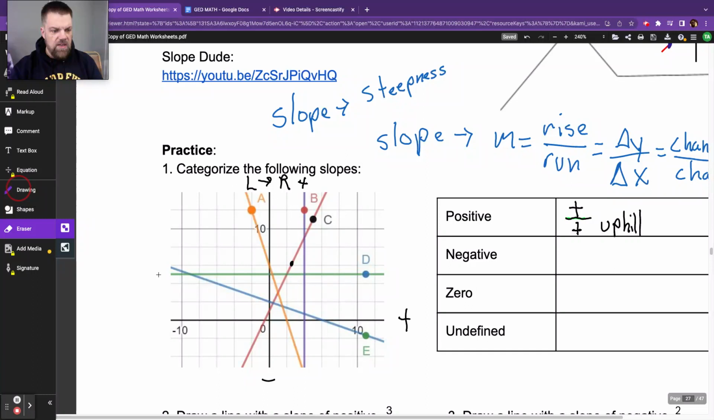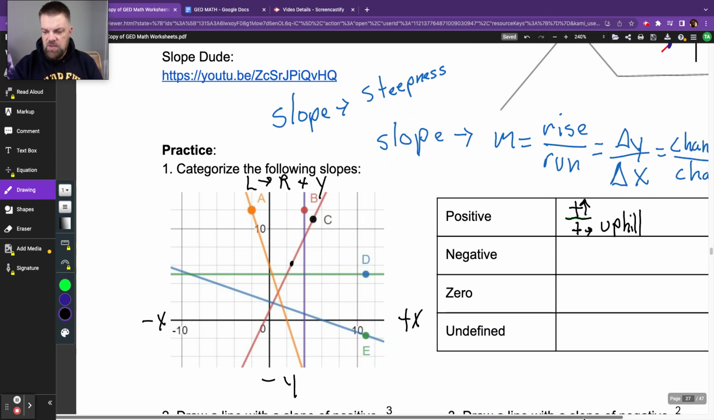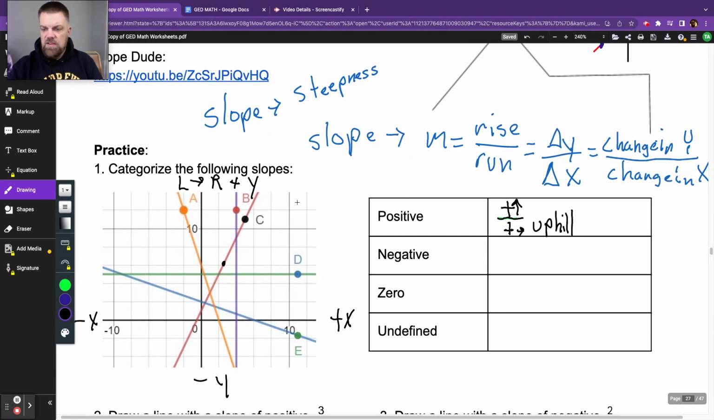So these are the x and y values. This is negative x direction going to the left. This is positive x. This is negative y going down. This is positive y going up. So C is the only one where I kind of go up and over. In other words, I go up and then I go to the right to get back on the line. So C is an uphill line. Okay, so we'll just label that as C.